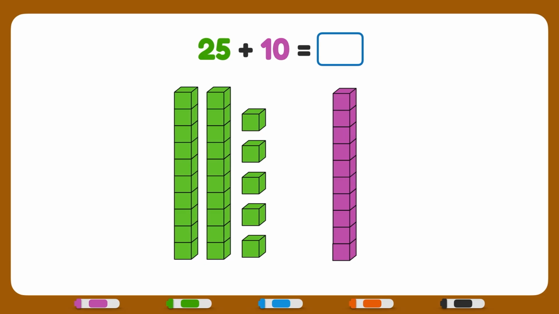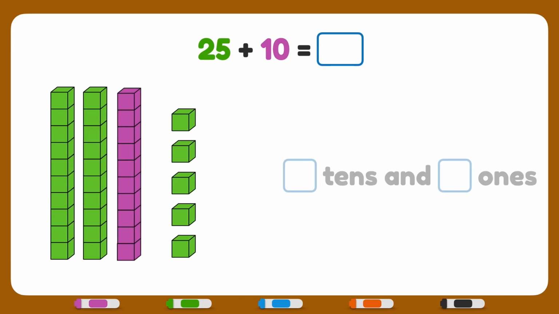Now we can count all of the blocks to find out how many 10s and 1s we have in all. How many 10s are there? 1, 2, 3. There are 3 10s in all. Now we need to count how many 1s we have. 1, 2, 3, 4, 5. We have 5 1s. 3 10s and 5 1s is the same as 35. So 25 plus 10 equals 35.